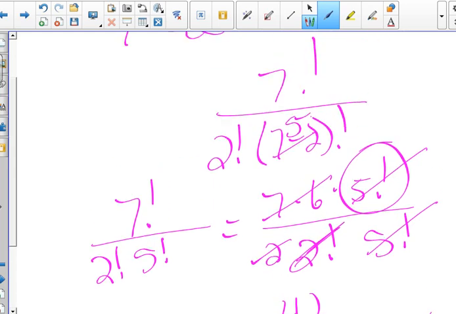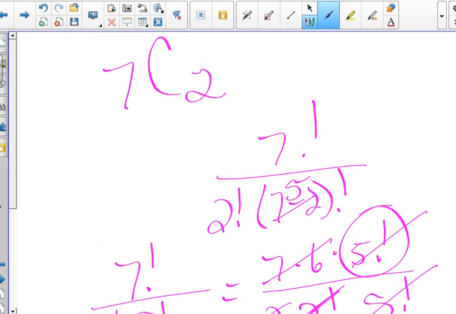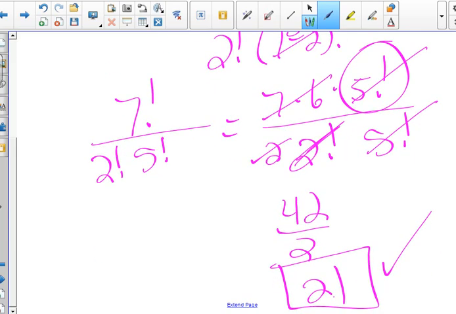Now, double check it with your calculator with the nCr. So it's going to be 7C2. So press 7, probability, use your cursor down to number 2, nCr, press enter, and then type 2, enter. And it should come up with 21. Any questions on how to do that? Okay, so that was just a quick review of what we've done in the past.